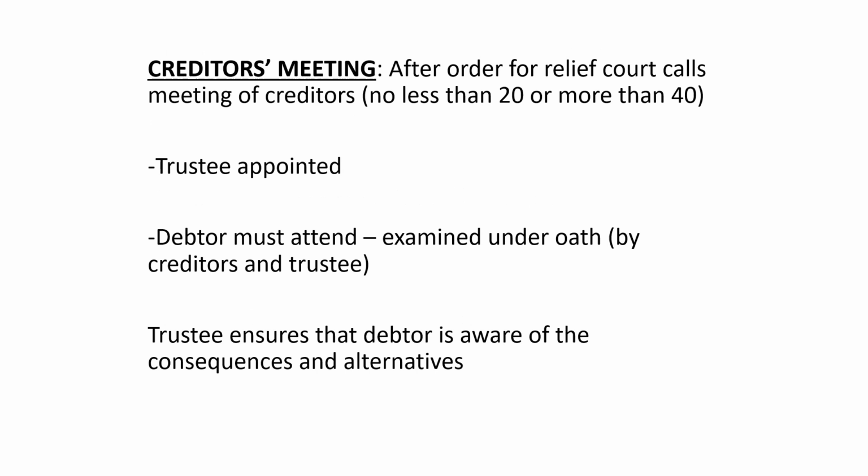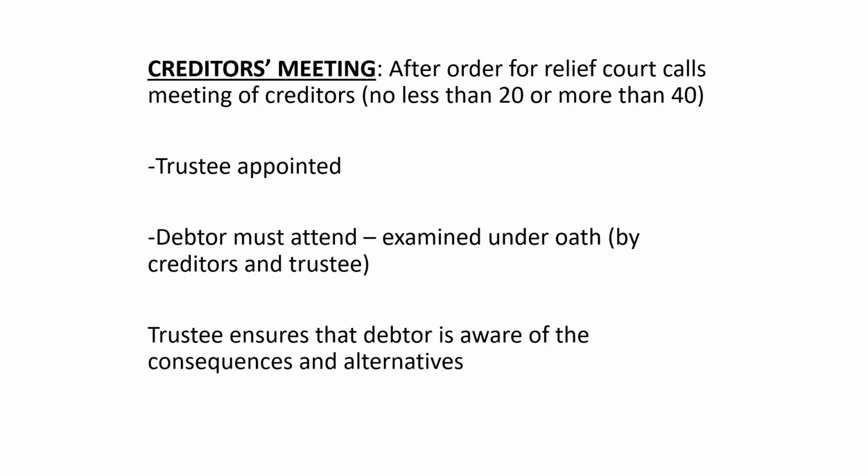So within a reasonable time after the order of relief is granted, it's not less than 20 and not usually more than 40 days, the court must call a meeting of creditors. At this point, a trustee is also appointed. The debtor must attend and submit to an examination under oath. They're examined by the trustee and creditors. They're asked questions about their debts, any of their financial affairs, anything on the petition. They try to find out if there's anything missing from the petition or if the debtor is trying to conceal anything. All of that is happening at this meeting.